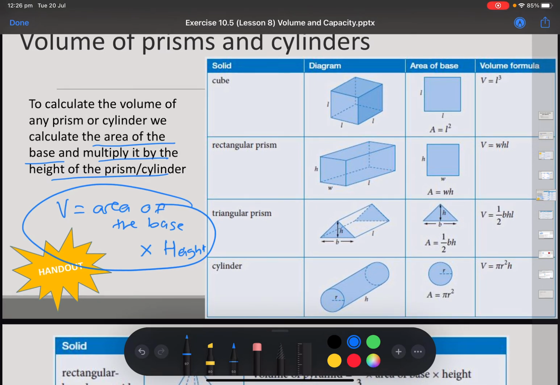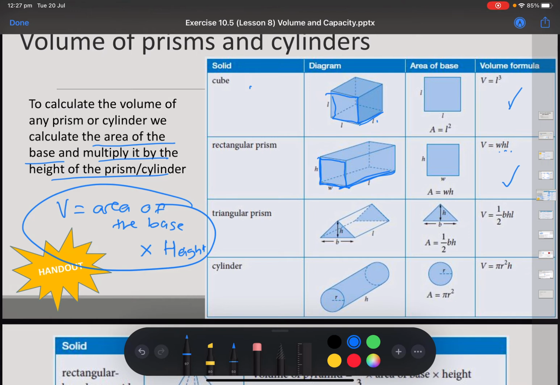The main things we're going to be looking at: for a cube, the base area would be length times length, if we've got a cross section over here, and then we times it by the height of our shape, which is also L. So we get L cubed. For a rectangular prism, if we look at our base, we've got H times W, and then we times it by the length of the entire object. So we get W times H times L, length times base times height.